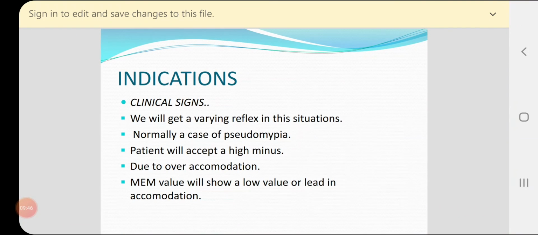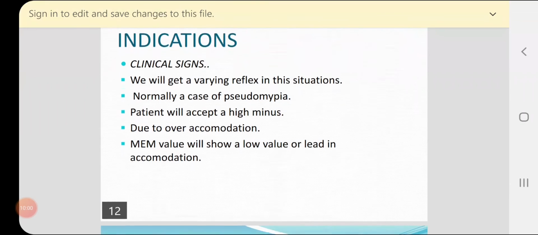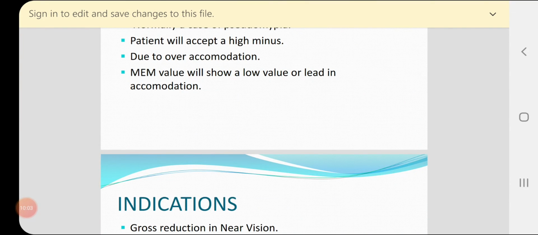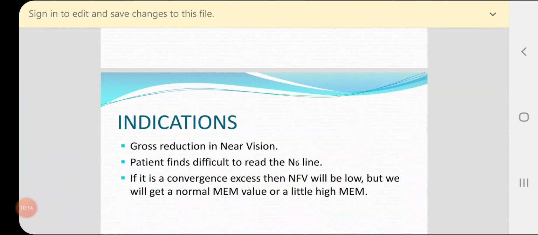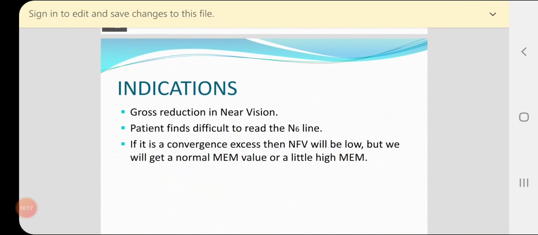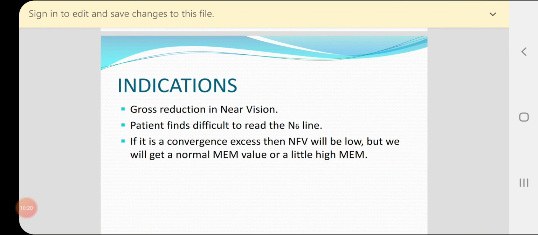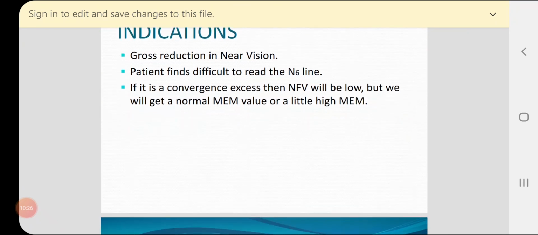Okay, so sometimes while checking the patient, we can get a varying reflex in these situations. So if we get a varying reflex when we are doing a refraction, means retinoscopy, that may be a case of pseudomyopia. Okay, the patient may accept high minus, the patient may accommodate profusely. Okay, so we have a high lead-off value in the MEM. Fine, there may be a gross reduction in near vision. Distance vision is clear, but near vision is affected for a young individual in this case of pseudomyopia.